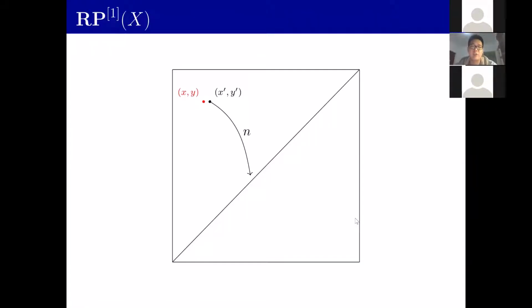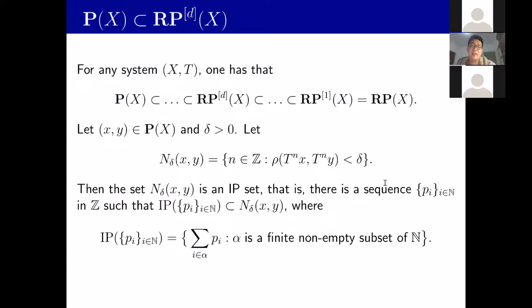Okay, here we give a graph to show it. For the case d equals 1, it is nothing but the regionally proximal relation defined before. And for the case d equals 2, it is just like that. And by the definition, there is an inclusion.